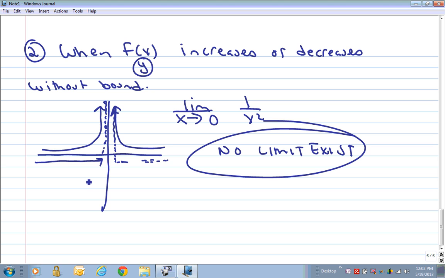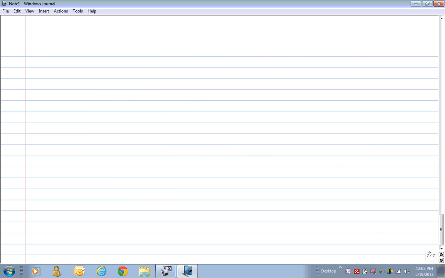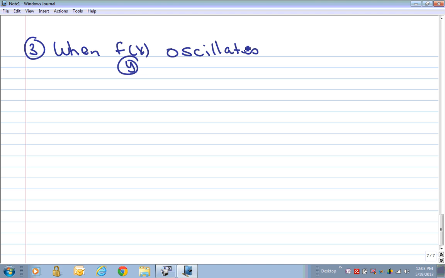Okay. Third case where no limit exists: when f of x, or your y value, oscillates. Hopefully you know that word from English. Oscillates means move back and forth. It can't make up its mind. If you're oscillating about something, you're constantly changing your mind. You just can't decide. You're going back and forth, back and forth. You'll see that in the graph in a minute.